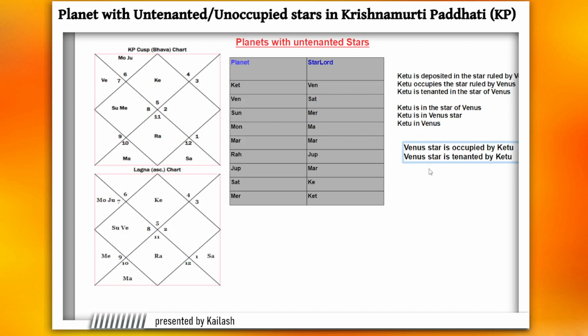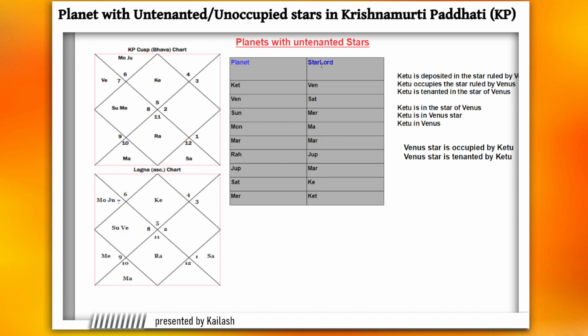So now let's look at each of these 9 planets and try to read it using this particular format of language. So let's say Ketu. When we look at the star lord column, we find that Ketu appears here and here. So we say that the Ketu star is tenanted by Mercury, and Ketu star is also tenanted by Saturn. Or in other words, Ketu's star is occupied by Mercury and Ketu's star is also occupied by Saturn. Now let's move on to Venus.